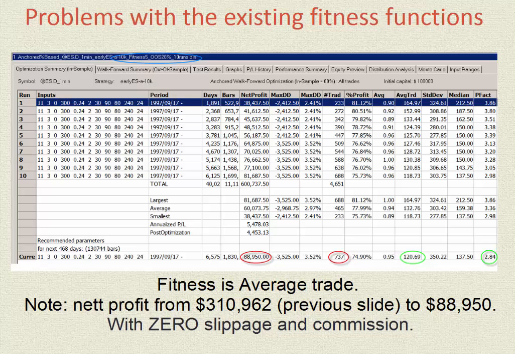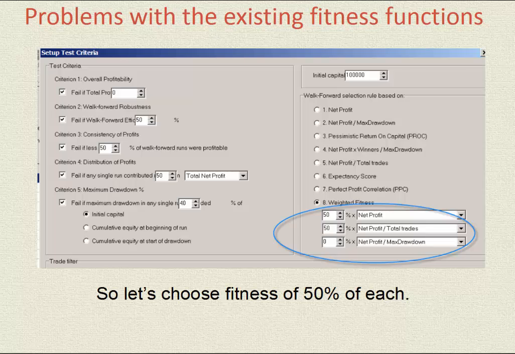Profit per trade is great at $120.69, but profit has dived from the original $310,000 to $88,000. Note that the original system, if we had zero slippage and commission, was midway between at $213,000 net profit. The logical thing to do would be to use 50% net profit and 50% average trade.